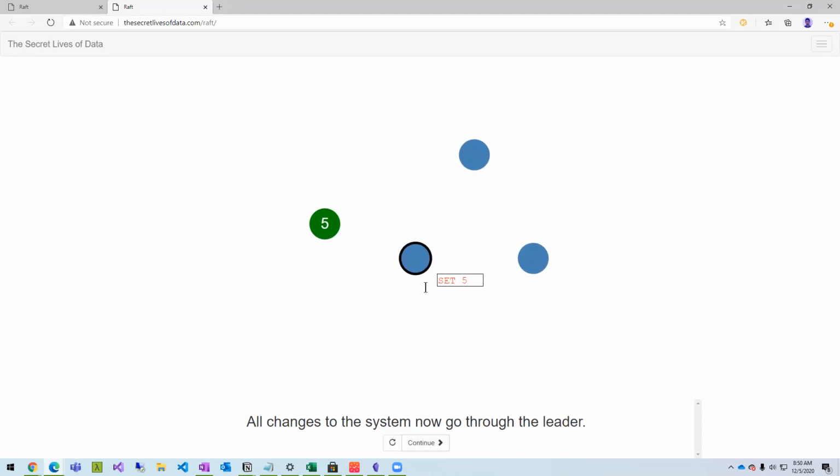Okay, so now this step happened. Each log entry is currently uncommitted. They were asked to set the value 5, but it's in uncommitted state. Okay, and when does it fail?